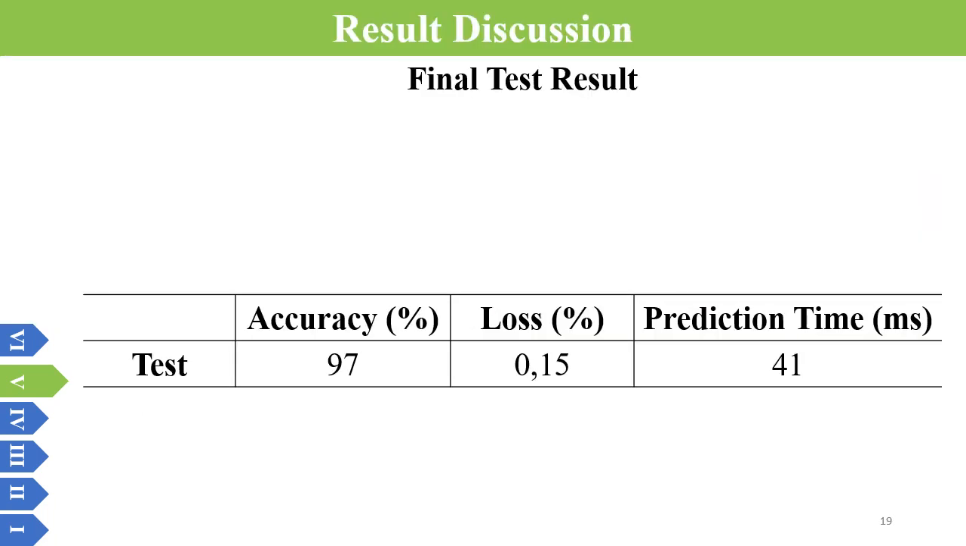And here we represent the result of the final test with our model. We have 97% accuracy, and the loss we have is 0.15%, and about the prediction time for one sample we have 41 milliseconds.